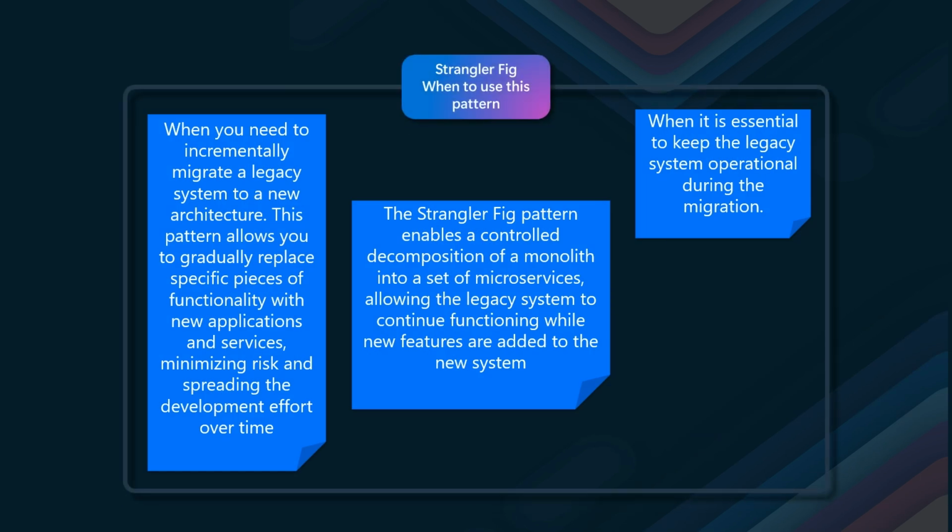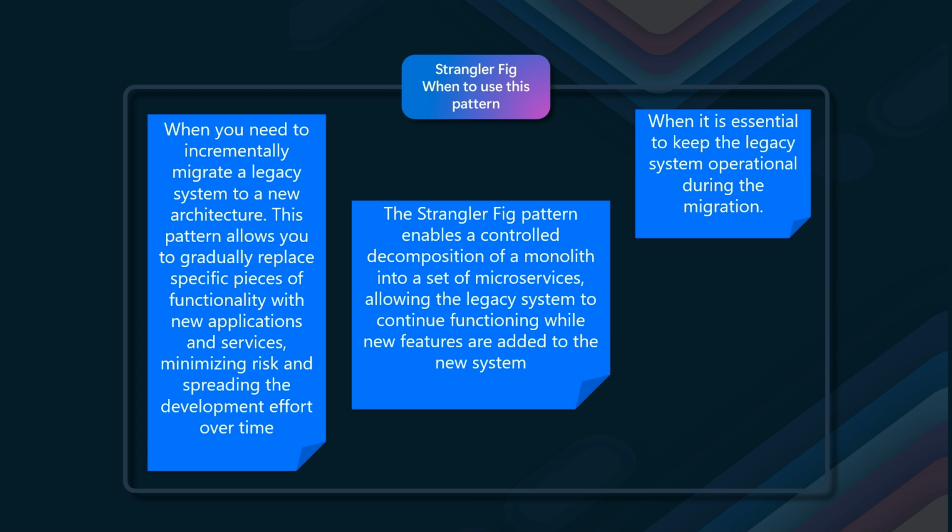The Strangler fig pattern should be used in the following scenarios. Gradual migration. So when we need to incrementally migrate a legacy system to a new architecture, this pattern allows us to gradually replace specific pieces of functionality with new application and services, minimizing risks and spreading the development effort over time.